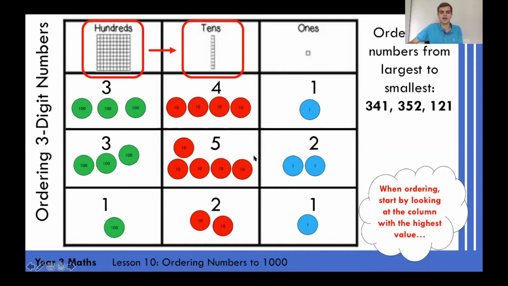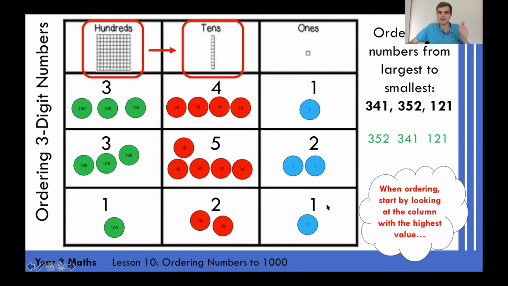Because this one's got 5 lots of 10. This one's got 4 lots of 10. They're equal in the hundreds. They've both got 300s. Fantastic. So we know our largest number is 352 because it had 5 tens. Then 341, and we know our smallest number because it only had 100 was 121.